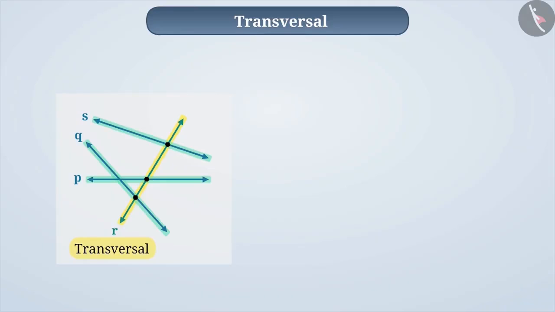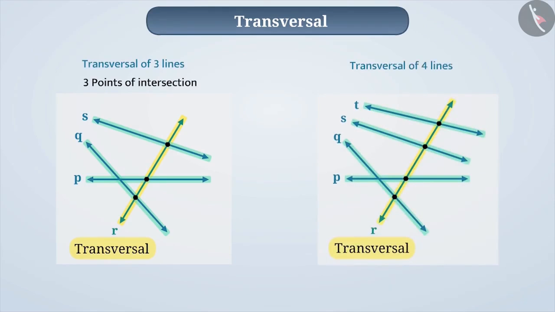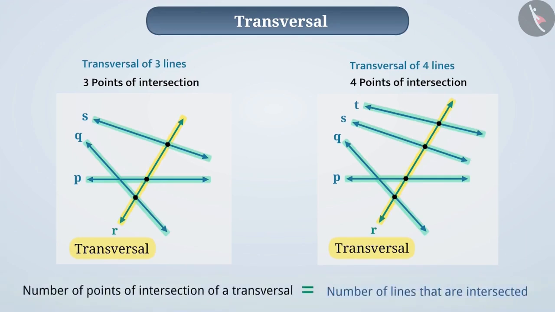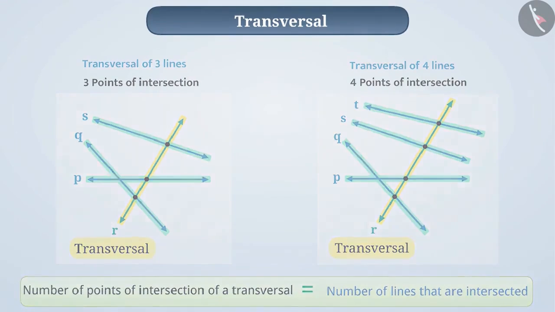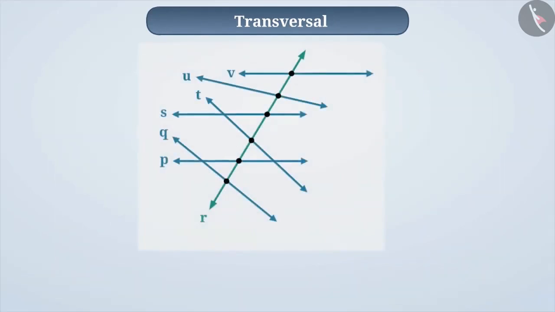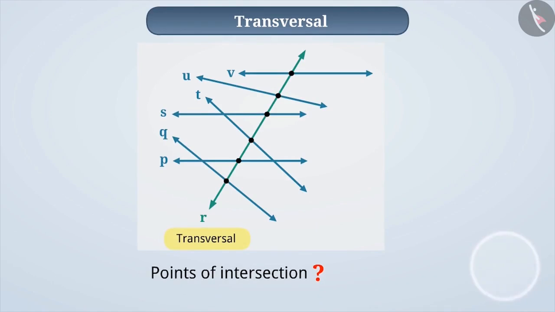You can also see that there are 3 points of intersection of the transversal on these 3 lines. Similarly, if we make a transversal on 4 lines, then it will intersect them at 4 points. Based on this, we can say that the number of points of intersection of the transversal is equal to the number of lines that are getting intersected. So, tell me, what will be the number of points of intersection of the transversal of 6 lines? Think for a while. Absolutely correct. The number will be 6.